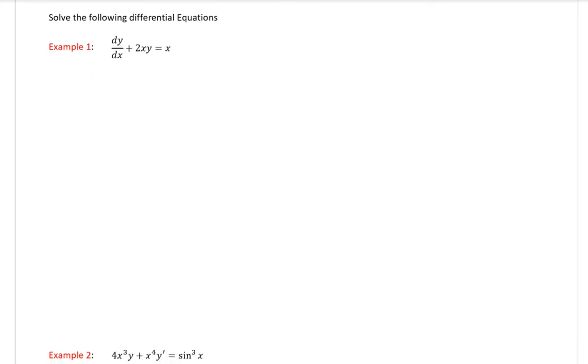Okay, so we're going to solve the following differential equation. We have dy/dx plus 2xy equals x. So we have this in the original form, dy/dx plus a(x)y equals b(x). It's already in this form. In this case, 2x is my a(x), and x is my b(x), so I don't really need to move anything. However, I recognize this as a linear equation, and so what I'm going to need to do first and foremost is solve for my integrating factor.